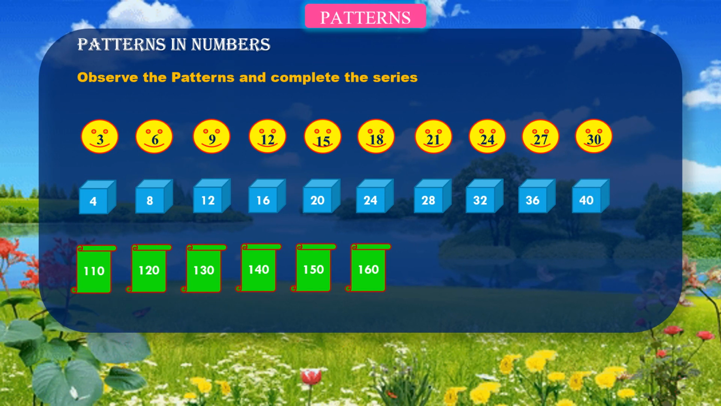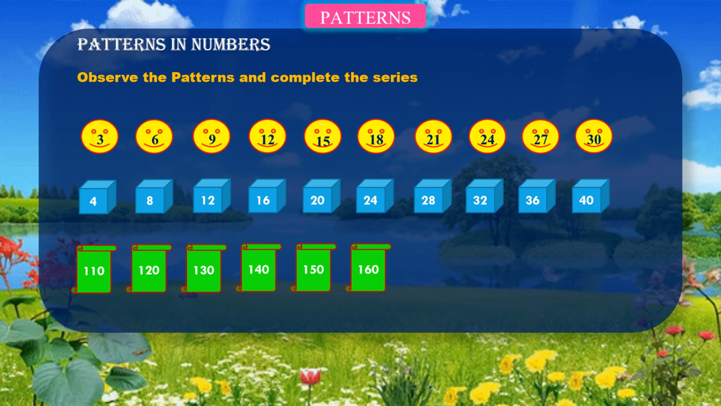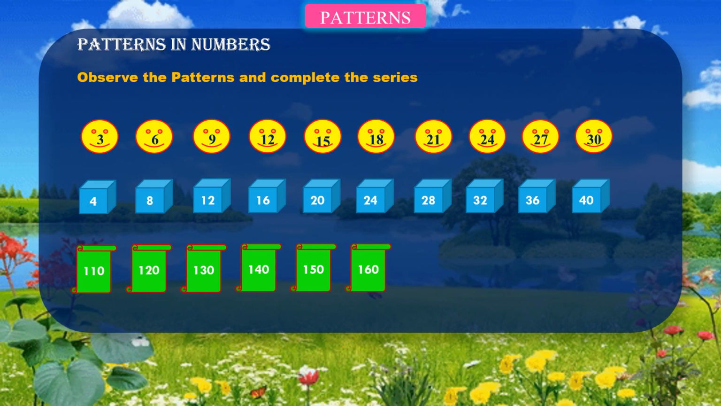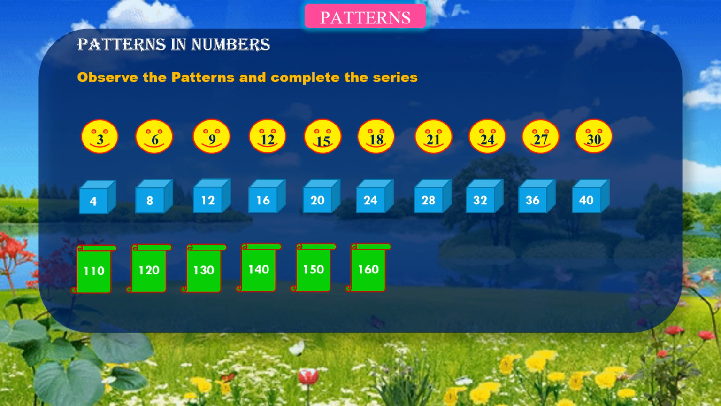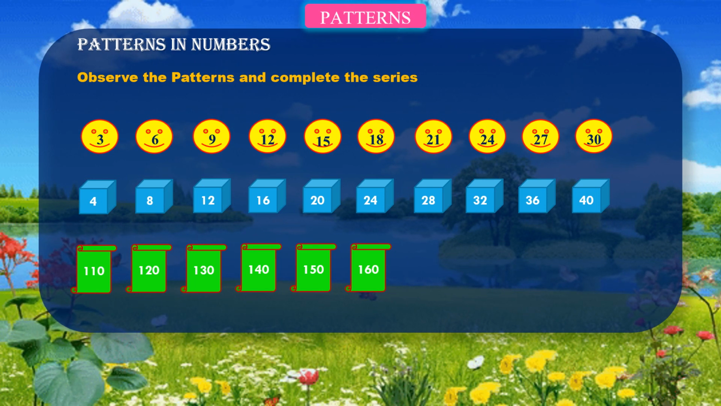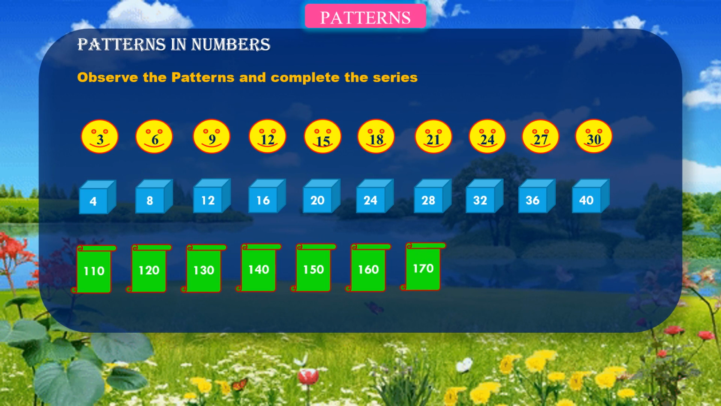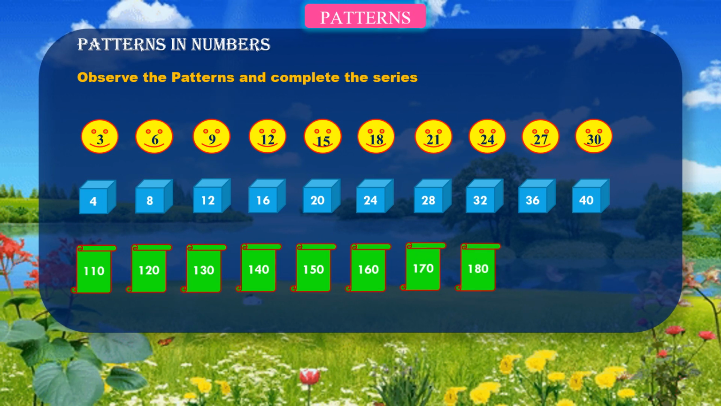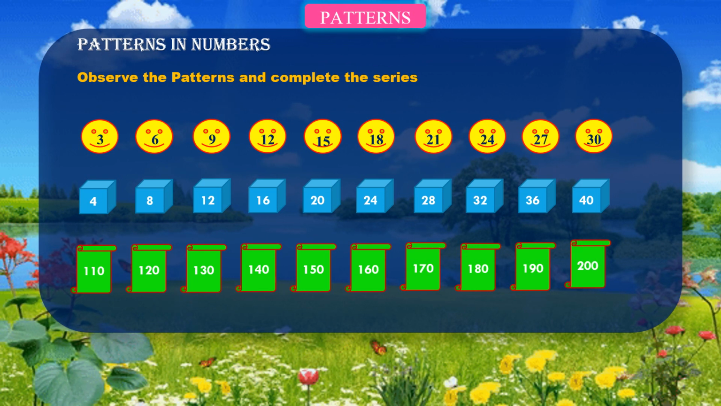And the last row in the numbers are skip counted by tens. Here we have 110, 120, 130, 140, 150 and 160. Now, what are the numbers that come after 160? Correct. 170, 180, 190 and 200.